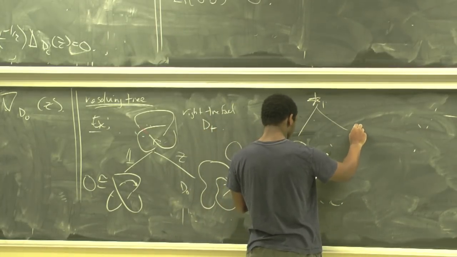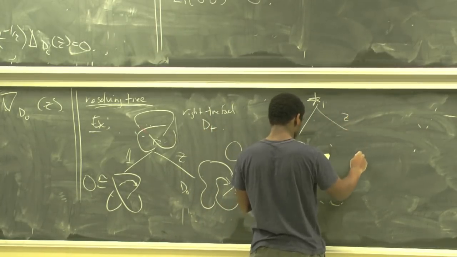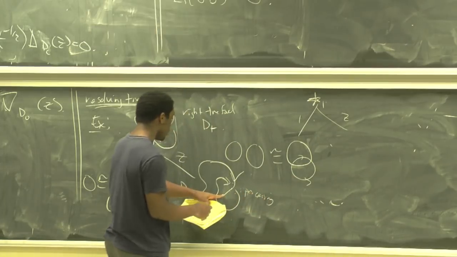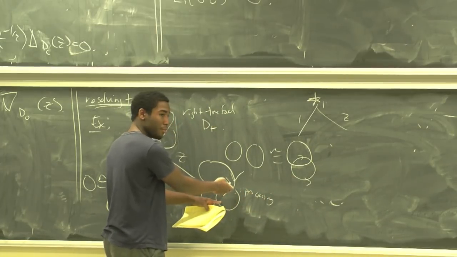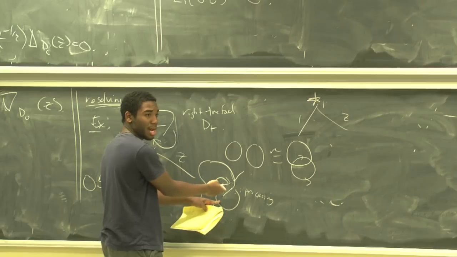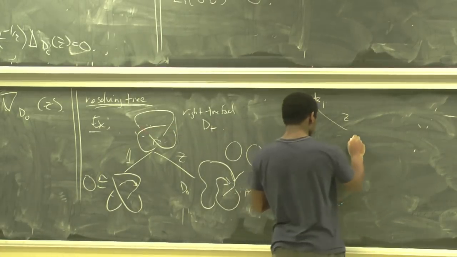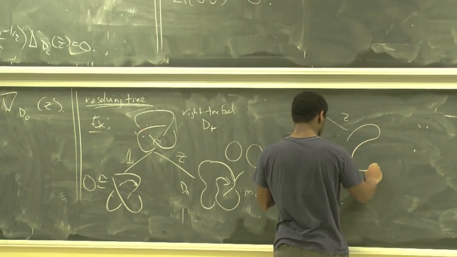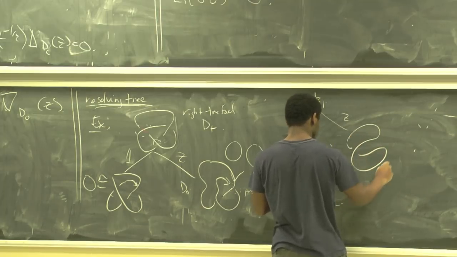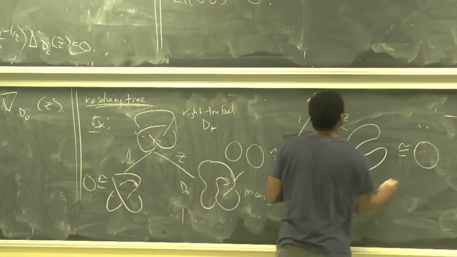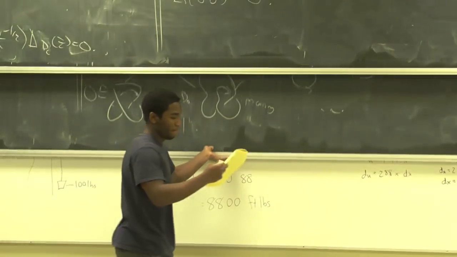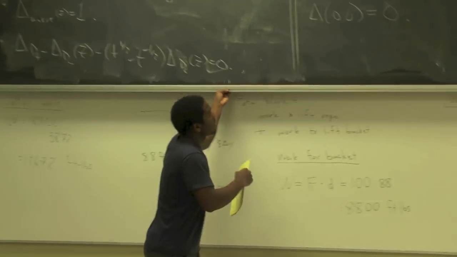And then here, with D naught using our relation, just get rid of that. Just smooth it out, act like it's not there. And you get something like this, which is just going to be a link with two components. And then this is enough, we're done.